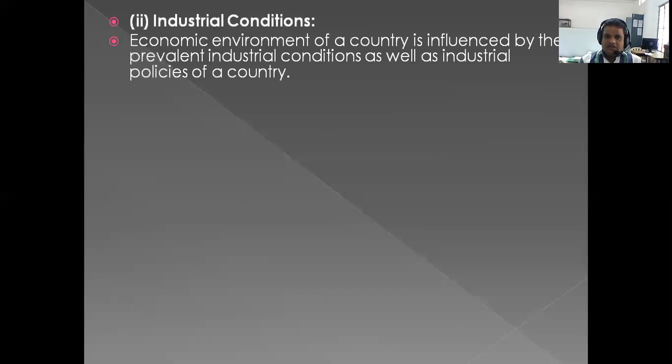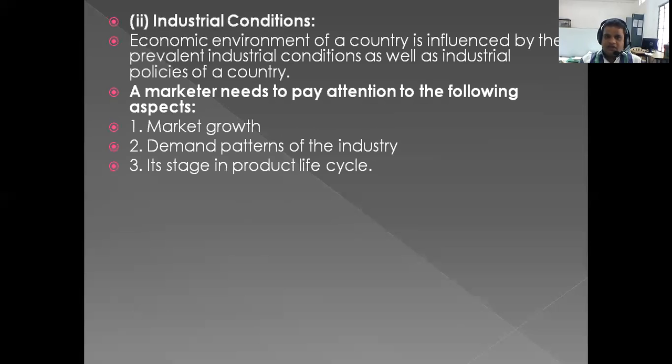What are these industrial conditions? Market growth. How much is the market growing? Demand patterns of the industry. For example, take the cement industry. How is the demand distributed in the cement industry? Its stage in the product life cycle. In the product life cycle, where is the exact stage? That industry, in which stage is it?